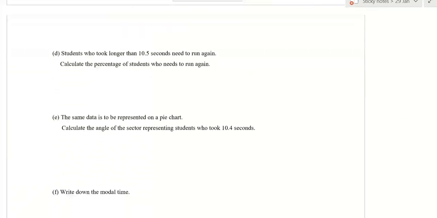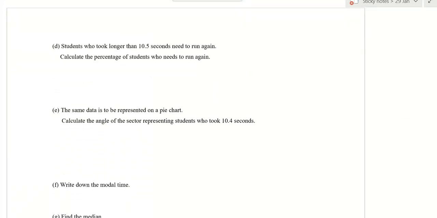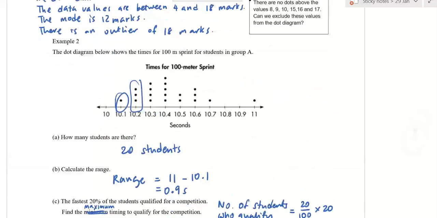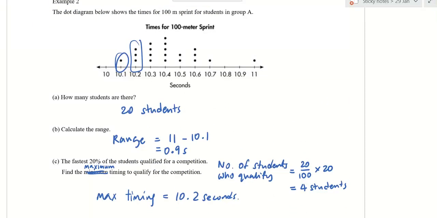Now in part D, it says that the students who took longer than 10.5 seconds, they need to run again. So what is the percentage of students who need to run? Then we need to find out how many such students are there. For longer than 10.5 seconds, so 10.5 is fine. Longer than 10.5. We've got these 3, 4, and 5 people. These 5 people, they need to run again.